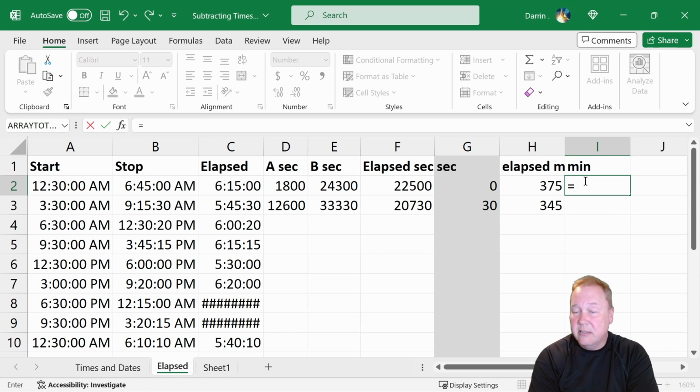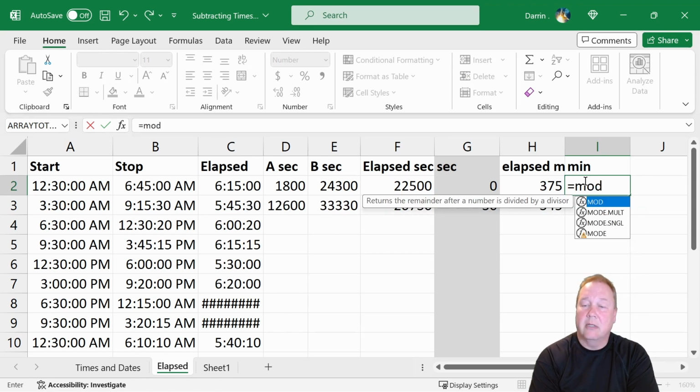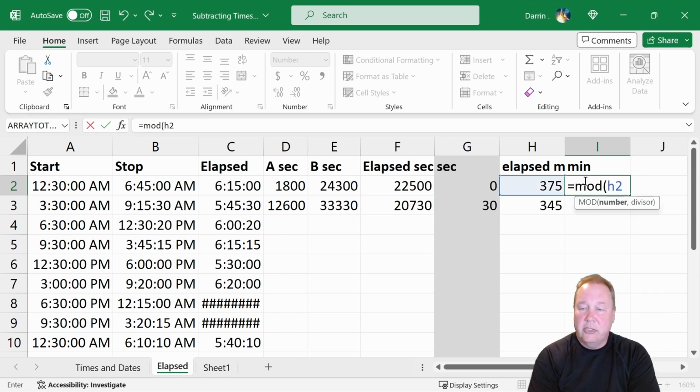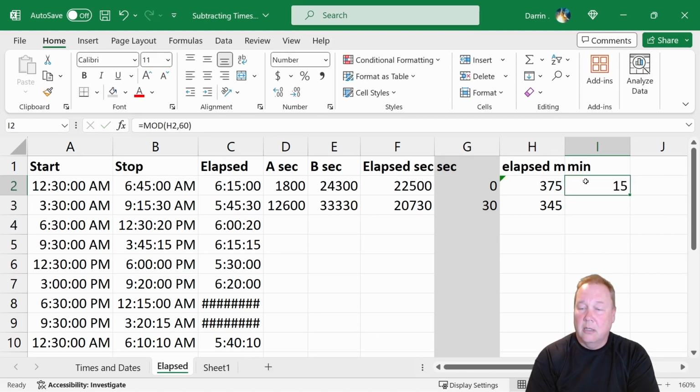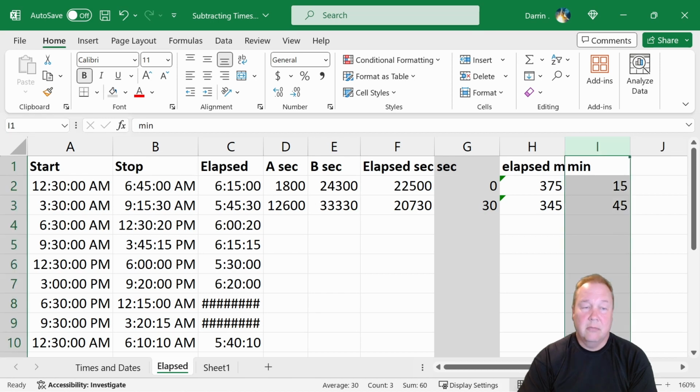So this is actually exactly the same formula again, right? It equals MOD H2, 60. Because there's 60 minutes in an hour. And 15, yep. 45, yep. Okay. So now we need to pretty much repeat the process again. Well, this column, again, we'll be coming back to that one because we want to use that one.